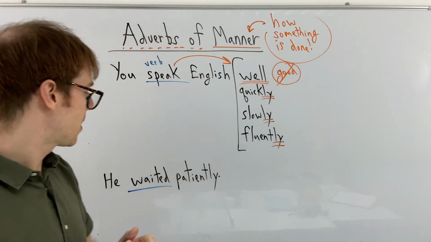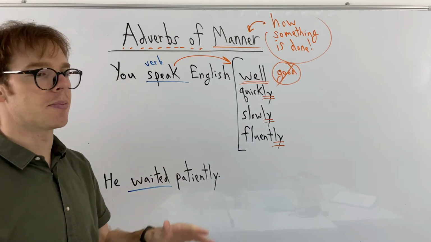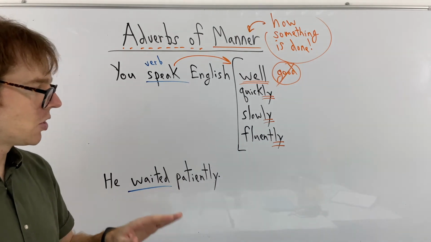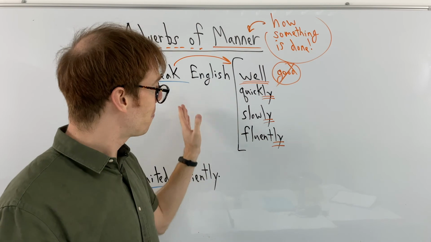Okay, and my last example here, he waited patiently. Another easy example. Wait is an action. Wait how? Waited patiently. So I hope you guys are watching, right?